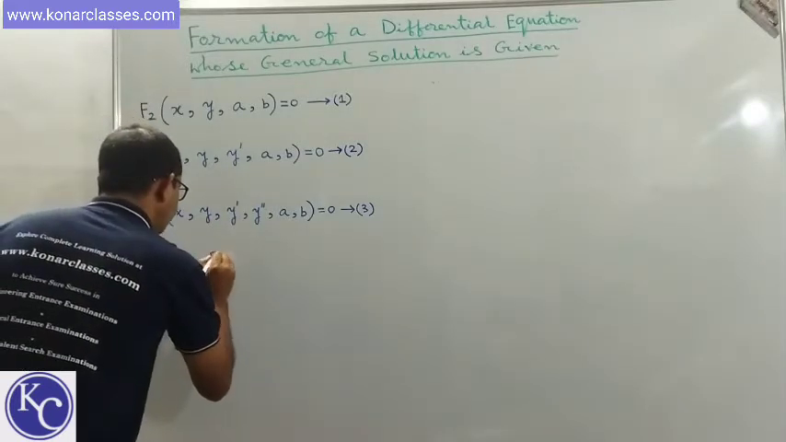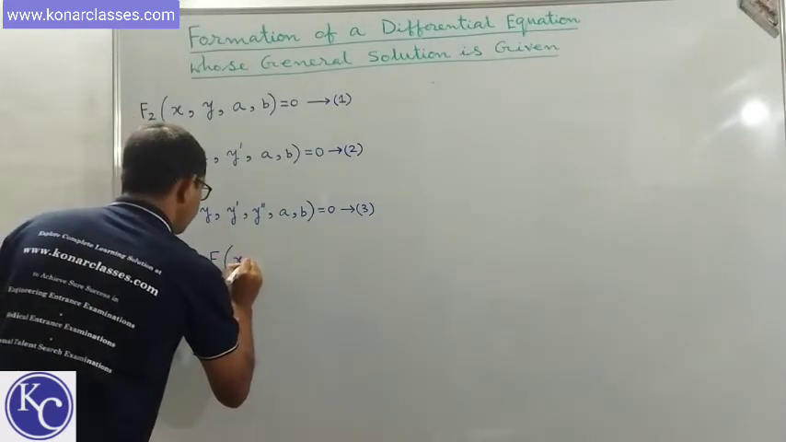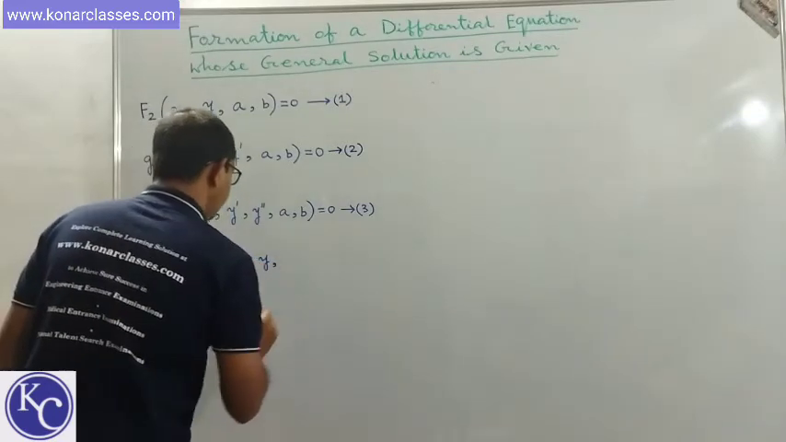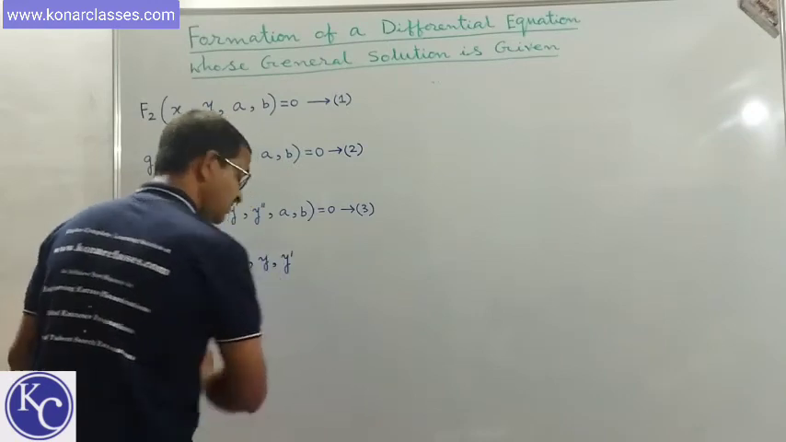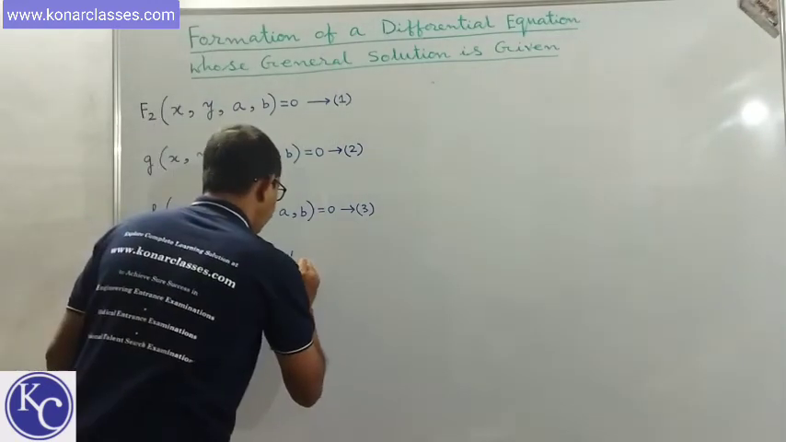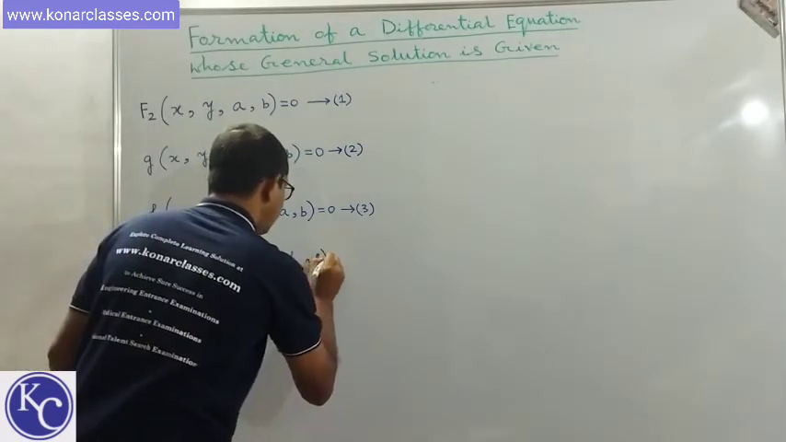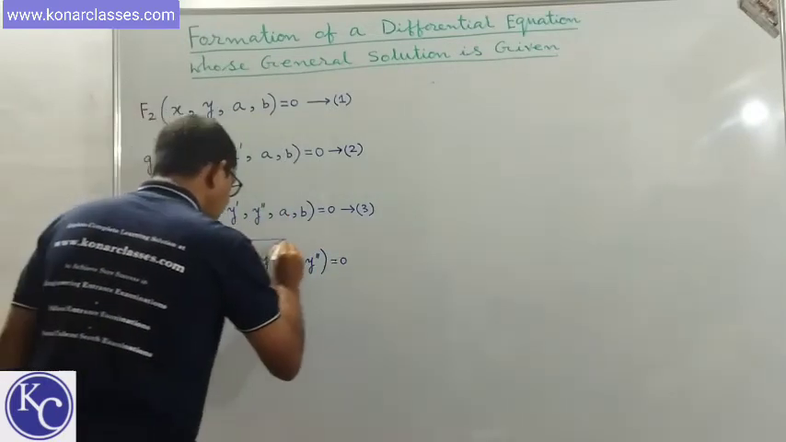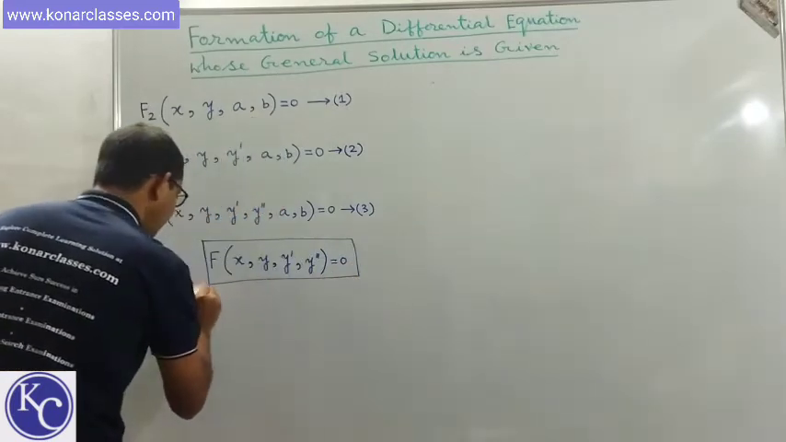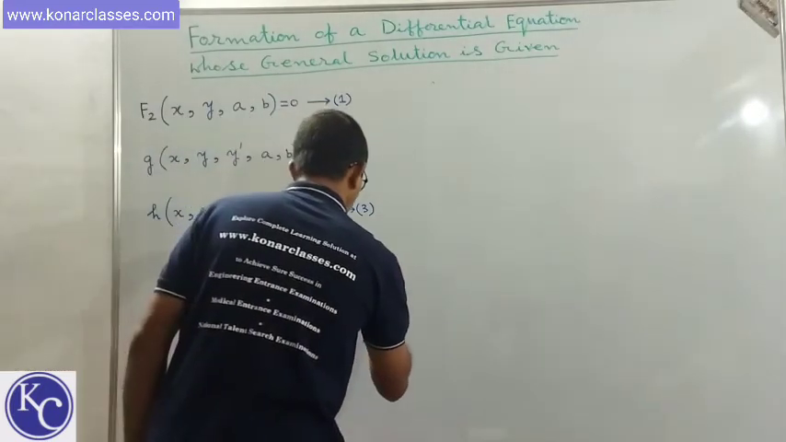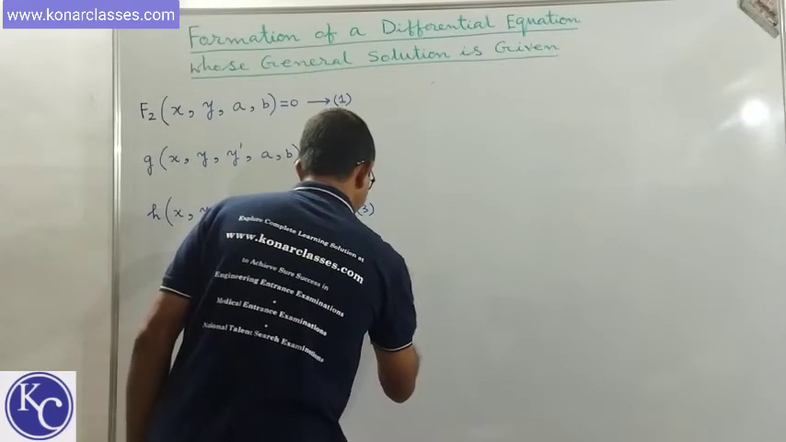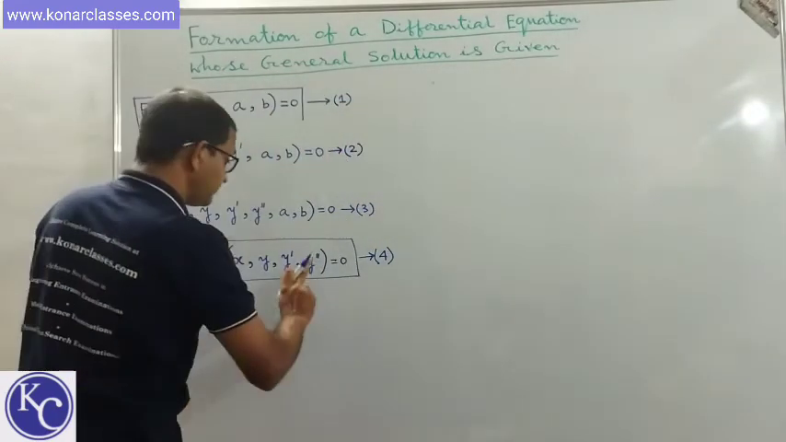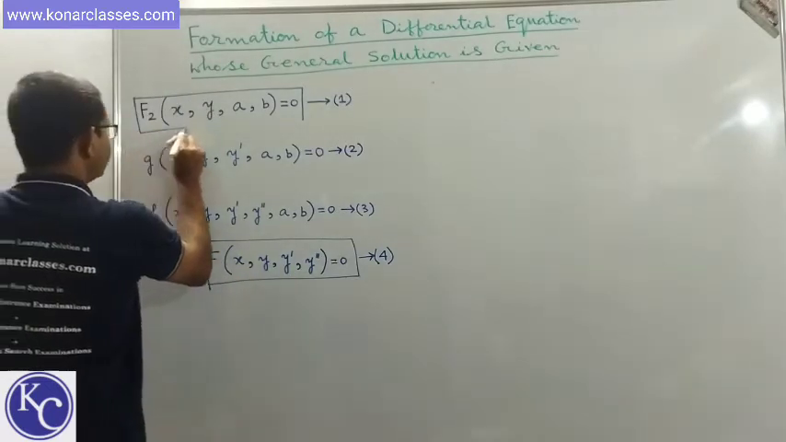We will land up with an equation something like this: f containing x, the independent variable, y, the dependent variable dependent on x, y dash, that is dy/dx, and y double dash, that is d2y/dx2, is equal to 0. And as you see, this particular equation does not have any arbitrary constants a or b. So this is the differential equation. Equation 4 is the differential equation represented by this general solution.